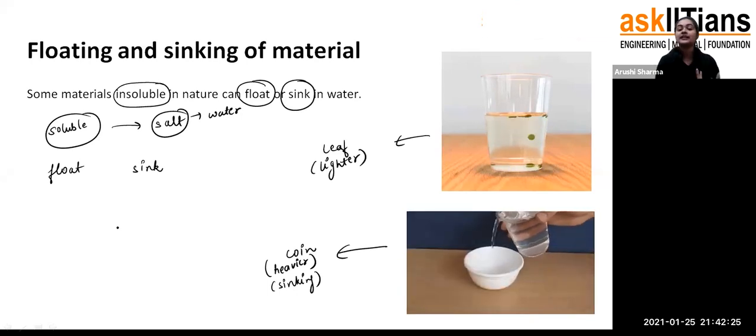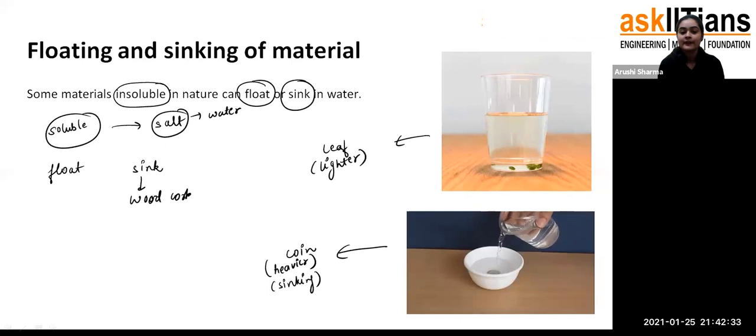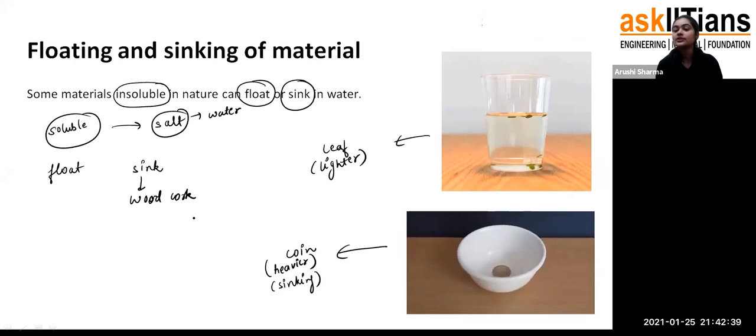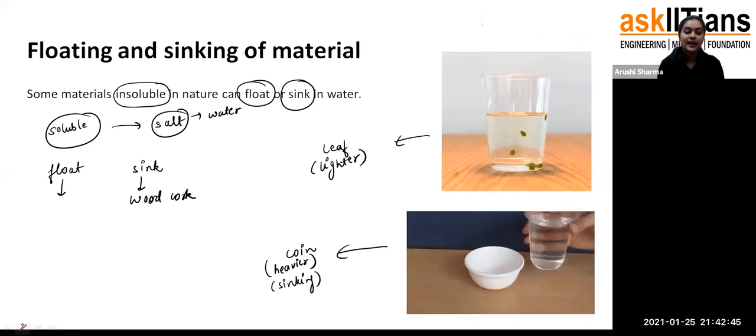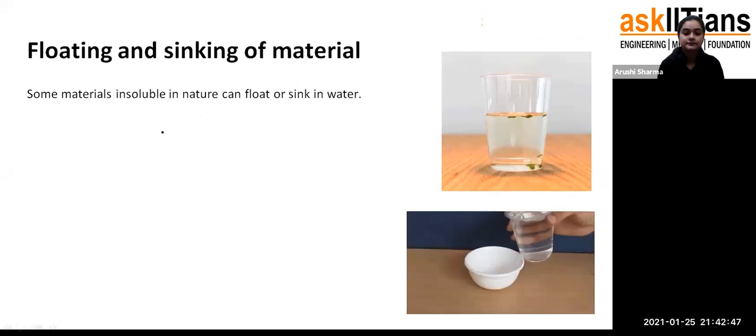If I give you another example, for the material, it could be wood cork as well. Wood cork is also very light in nature. It will just float over the surface of the water. It is not going to sink down because it is very light in nature. Okay, I'll just write it down again.